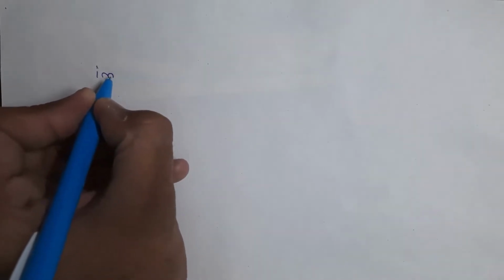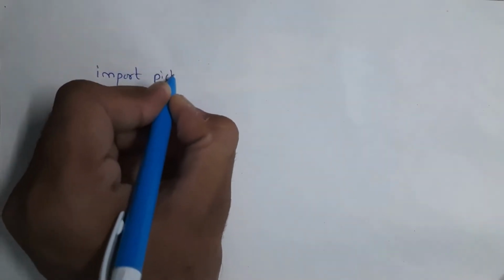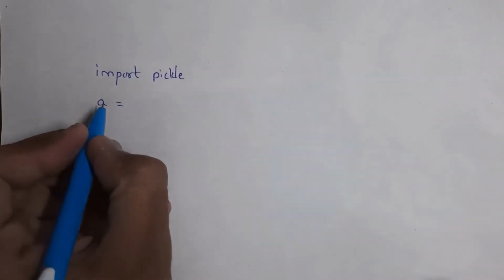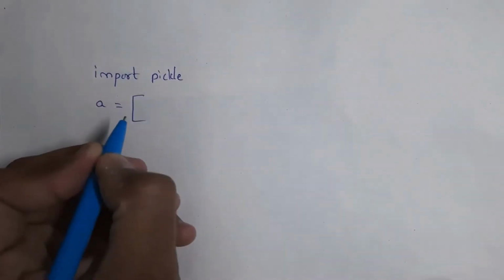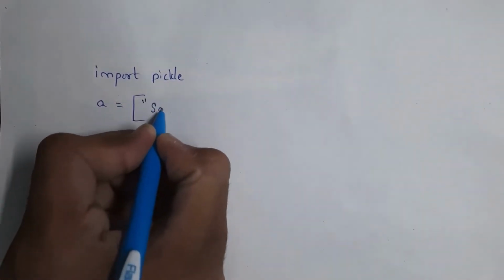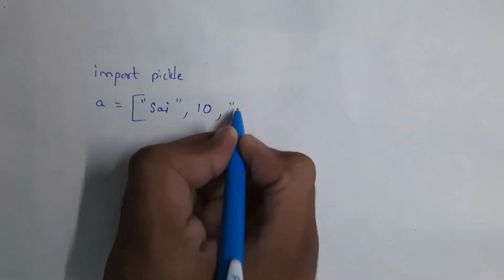At first you need to import pickle module. By using import keyword you can import any module. I want to import pickle module, so at first write import pickle. Let us consider one list. So take here a equal to, where a is object, so write a equal to, I am taking list. List contains three items. They are name Sai, comma 10, comma btech.